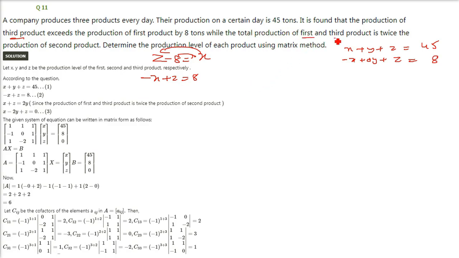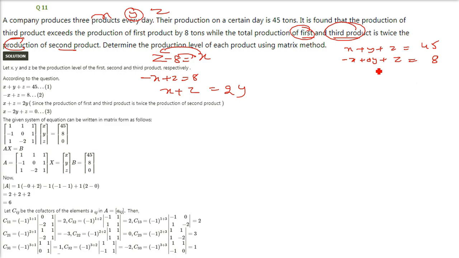So the total production of the first and third product is twice the production of the second product. Okay, so the first one plus the third one is equal to twice the middle one, that is the second product, 2y. So you have the third equation as well.